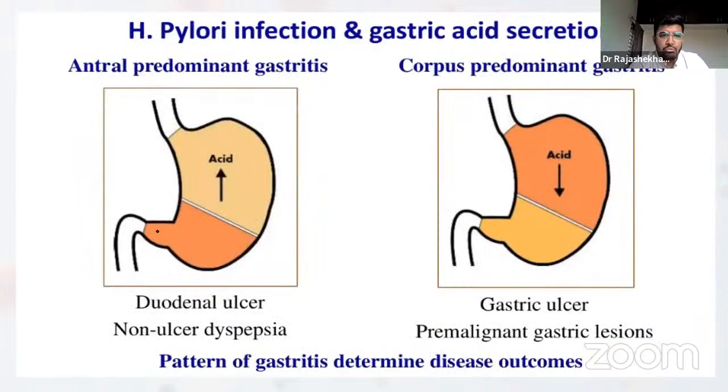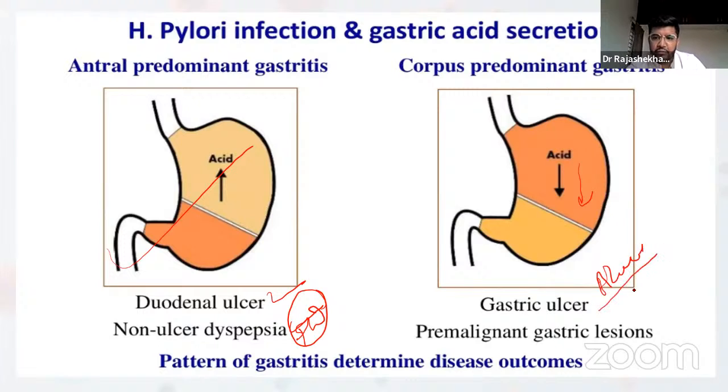So in a patient of antral predominant gastritis, they usually present as a duodenal ulcer or a non-ulcer dyspepsia, which is also called functional dyspepsia. Whereas in a corpus predominant gastritis, the acid secretion is usually reduced. So it causes atrophic gastritis, which is a very important risk factor for carcinoma of the stomach.